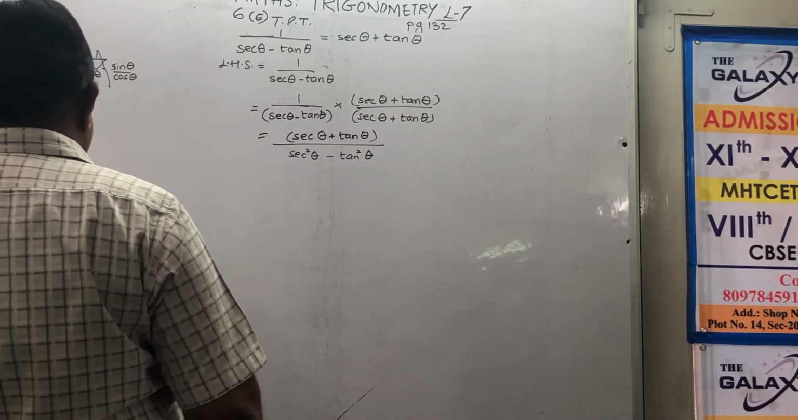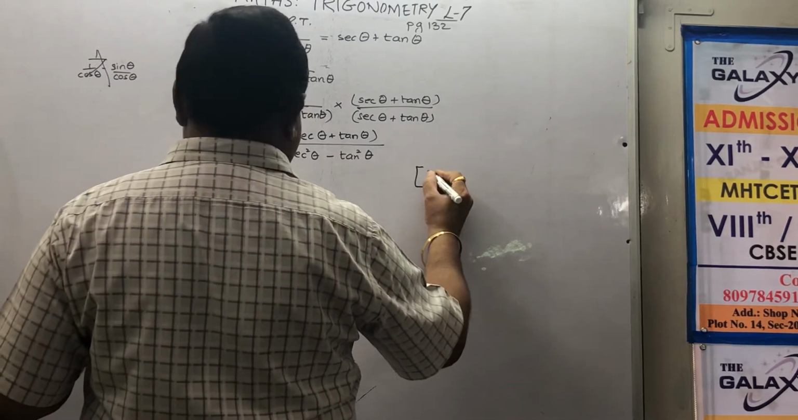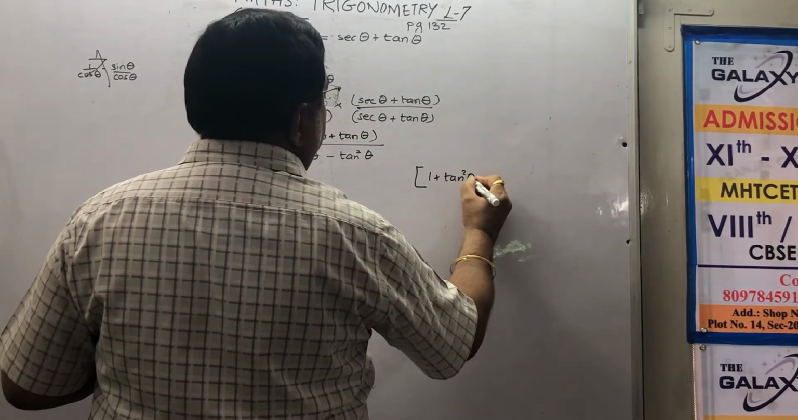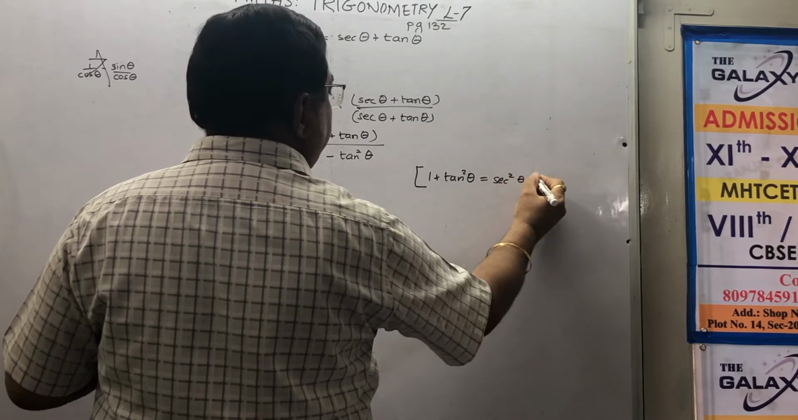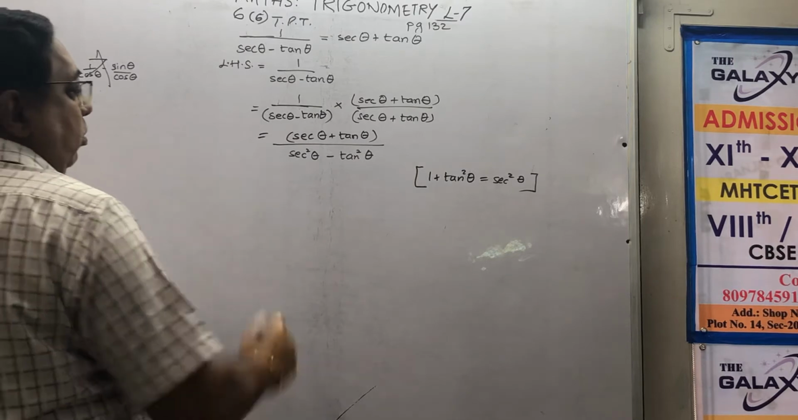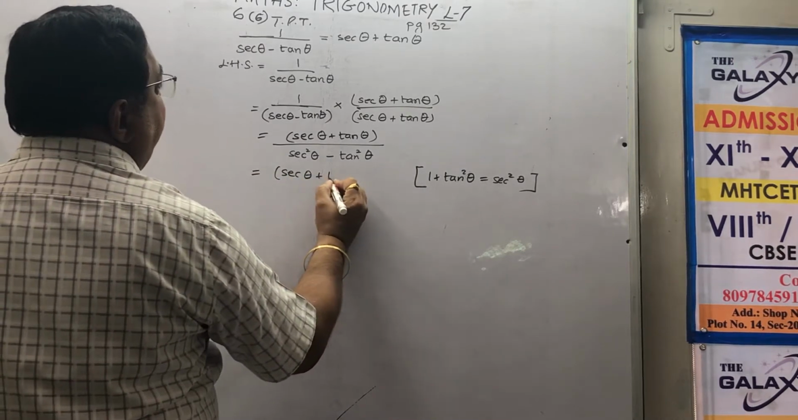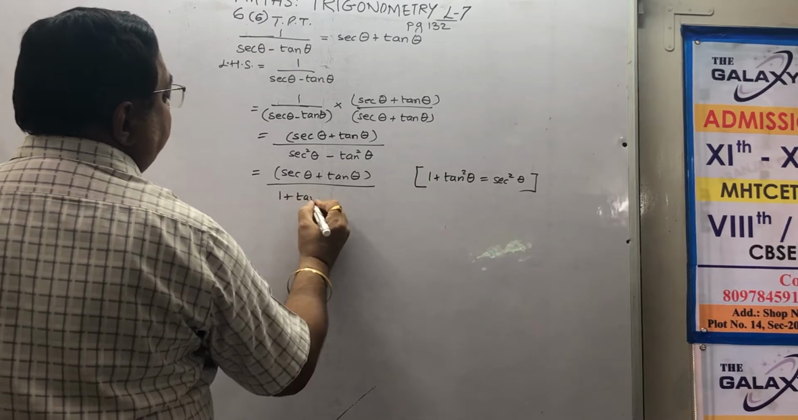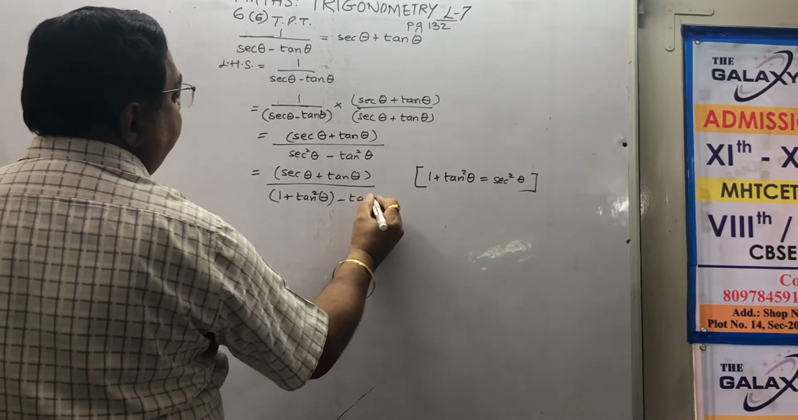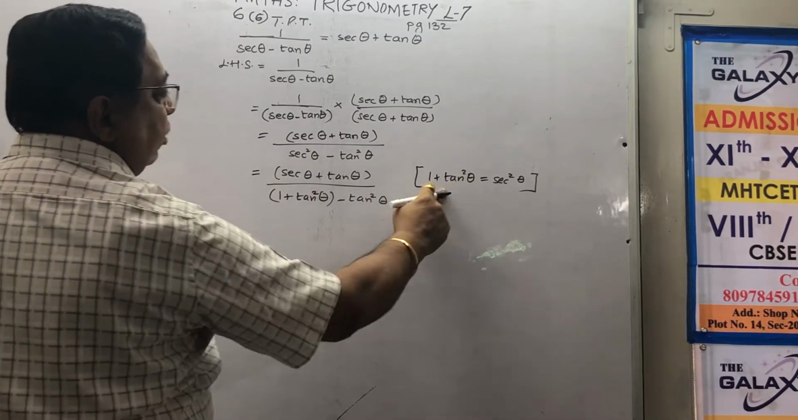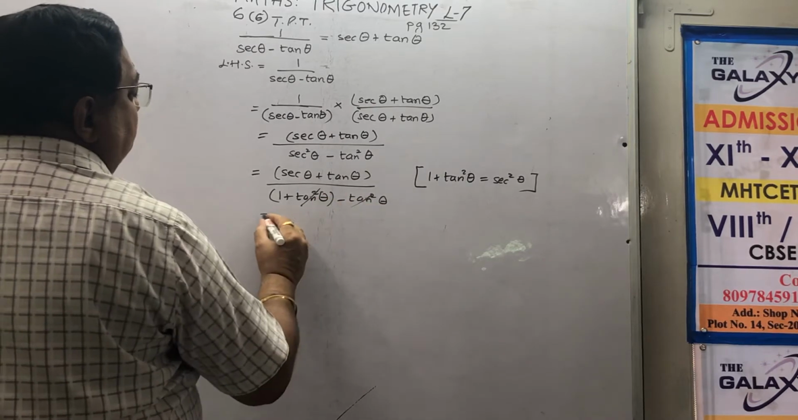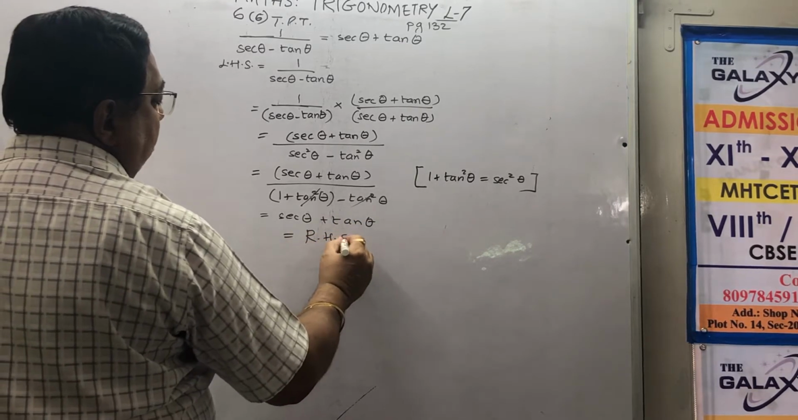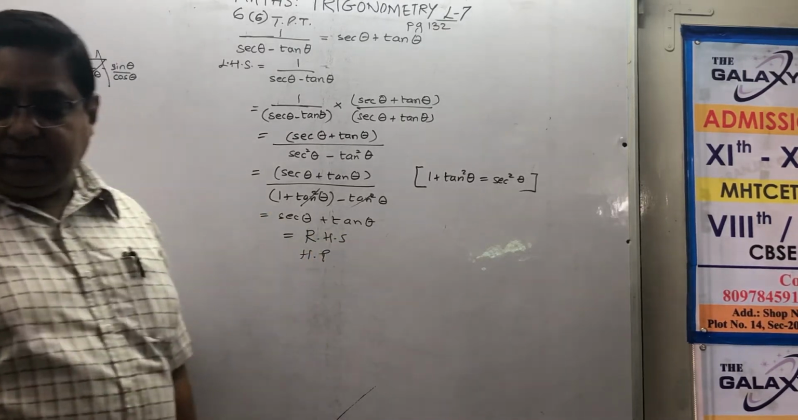Okay. So now we had an identity. I hope you have not forgotten. We had identity number 2: 1 plus tan square theta is equal to sec square theta. Identity number 2 I taught you. So look here. Sec theta plus tan theta divided by sec square theta minus tan square theta: I will substitute 1 plus tan square theta for sec square theta. Now this plus and minus goes. So this is sec theta plus tan theta. Hence proved. This is right hand side. Hence proved. 2 steps. So simple.